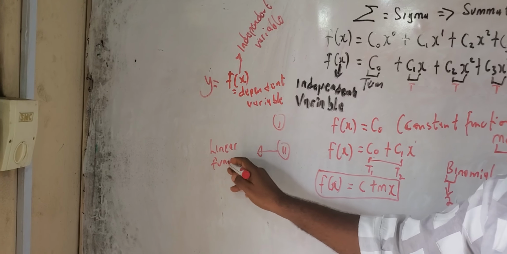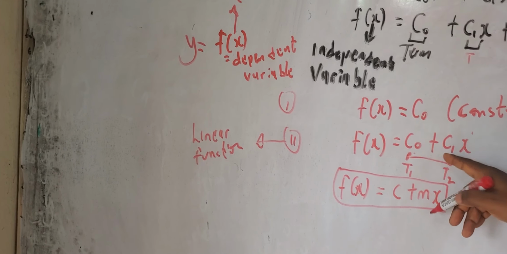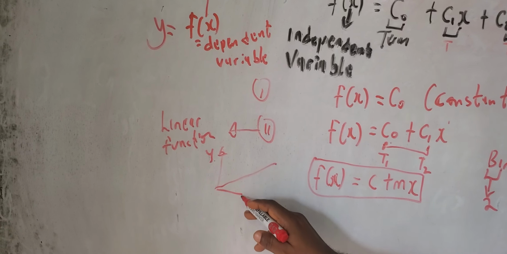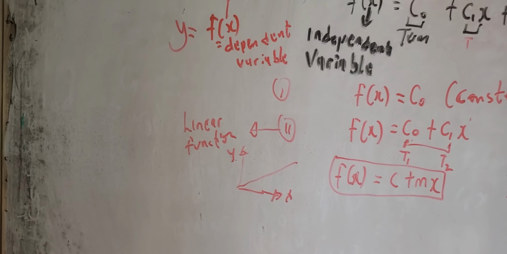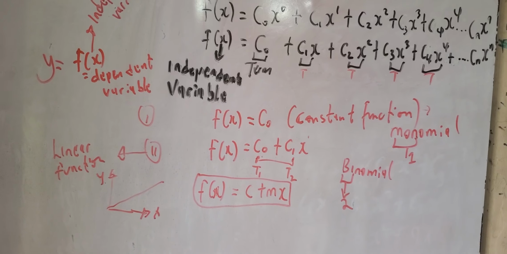Linear function. The reason why it is called linear is that if you plot the graph of this function, it's going to give you a straight line graph. That's why it is called linear, from the word line, linear. So if you plot this one, it will give you a straight line graph. And it is a linear function, what I have, this second one.